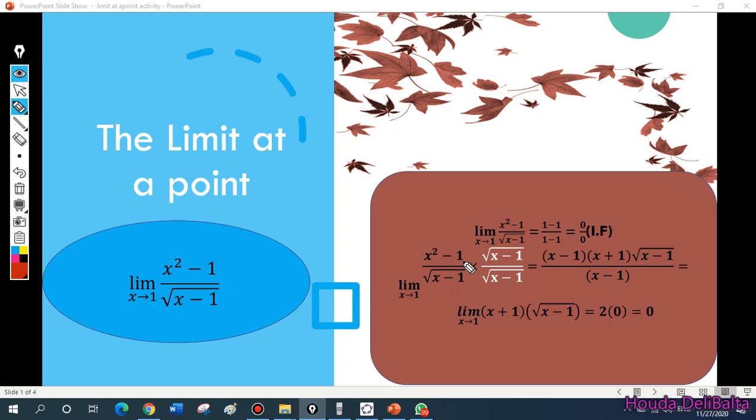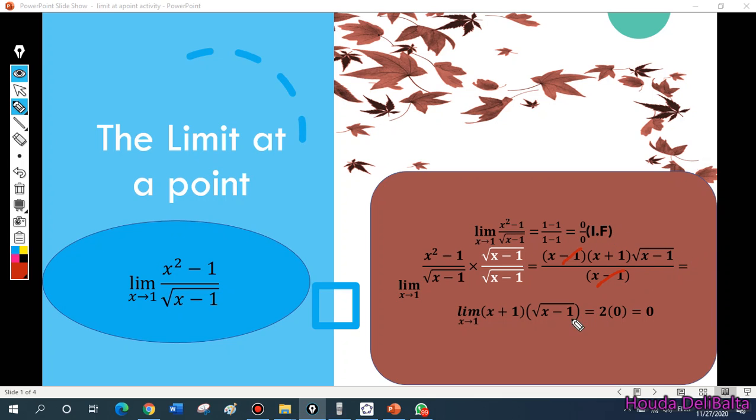Now x squared minus 1 times radical x minus 1 over radical x minus 1 times radical x minus 1. Now this will give x minus 1 directly, and x squared minus 1 can be split into x minus 1 and x plus 1. We can factorize it. Now x minus 1 will cancel x minus 1, and what remains is x plus 1 times radical x minus 1.